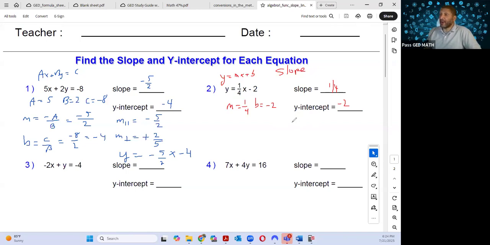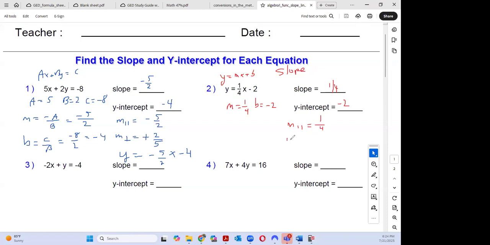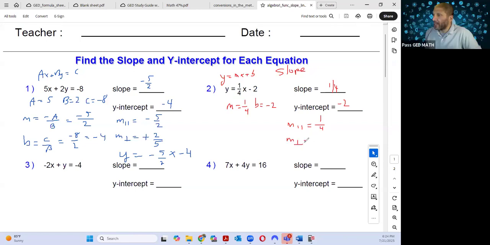What's the slope of any line that's parallel? Parallel lines have the same slope, so I know it's also 1/4. What's the slope of any line perpendicular to it? I have to change the sign and flip. So positive becomes negative. 1/4 becomes 4/1. -4/1 reduces to -4.